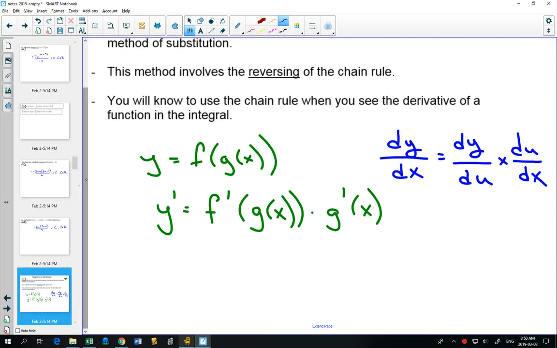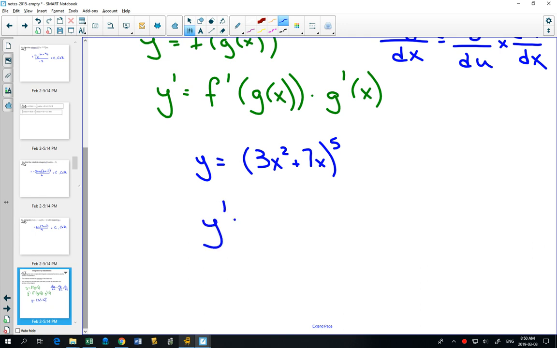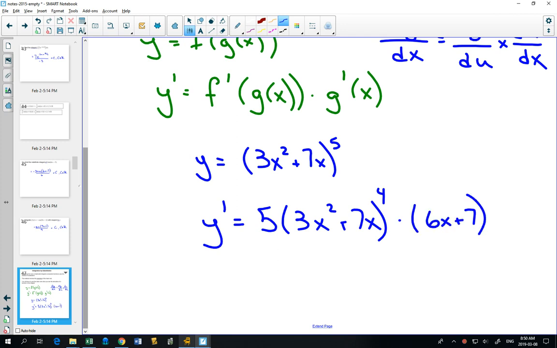So if I had this function, something simple with a more complicated chain rule, I'm going to start off with my original function being 3x squared plus 7x, all to the 5. By now, you're quite good at the derivative, and you just do it directly. 3x squared plus 7x, keep the inside the same, subtract 1 from the exponent, multiply by the derivative of the inside. No problem. Okay?